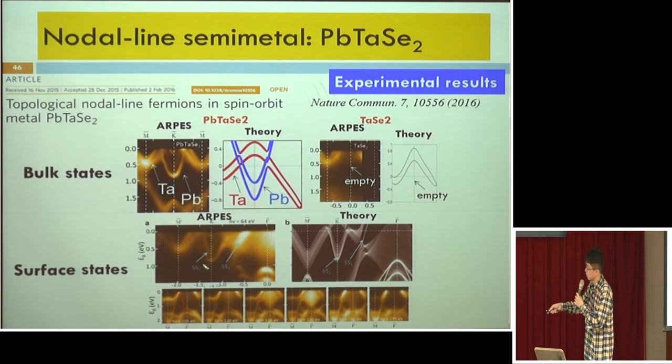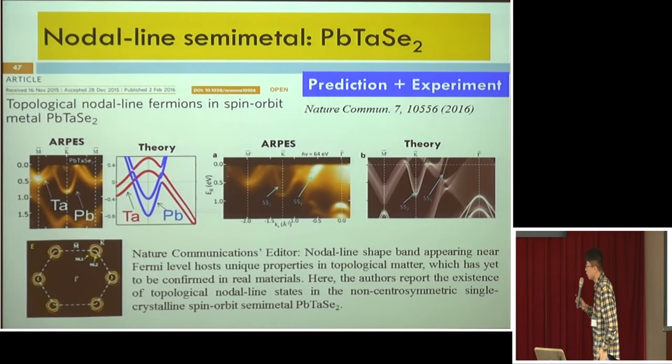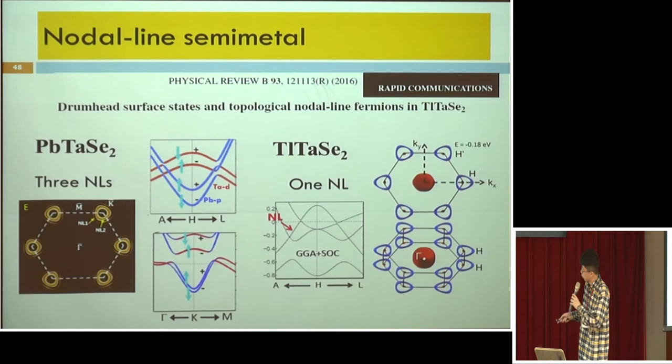So, combining our theoretical prediction and ARPES, we demonstrate that tantalum selenide is a nodal line semimetal. We also predict another compound, TaS, is also a nodal line semimetal.